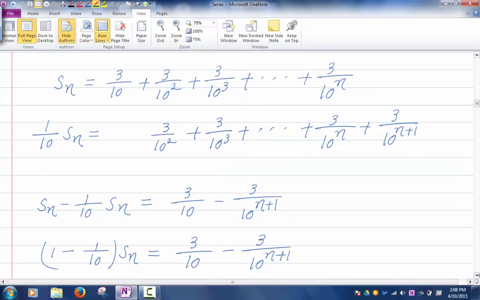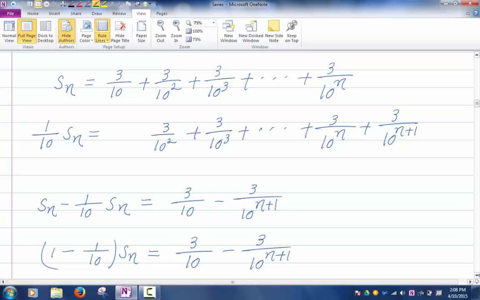Well, Sn is 3 over 10, 3 over 10 squared, 3 over 10 cubed, plus 3 over 10 to the n. I am going to multiply both sides of this equation by 1 over 10. So you're multiplying by 1 over 10, so you get 1 over 10 Sn on the left. On the right side, if you multiply 3 over 10 by 1/10, what do you get? 3 over 10 squared. If you multiply 3 over 10 squared by 1/10, you get what?